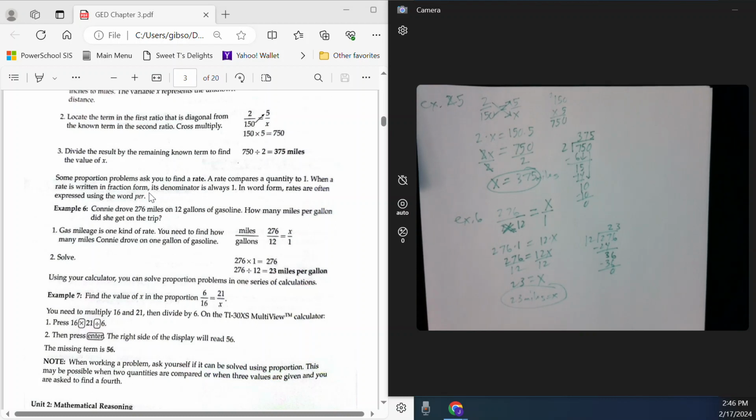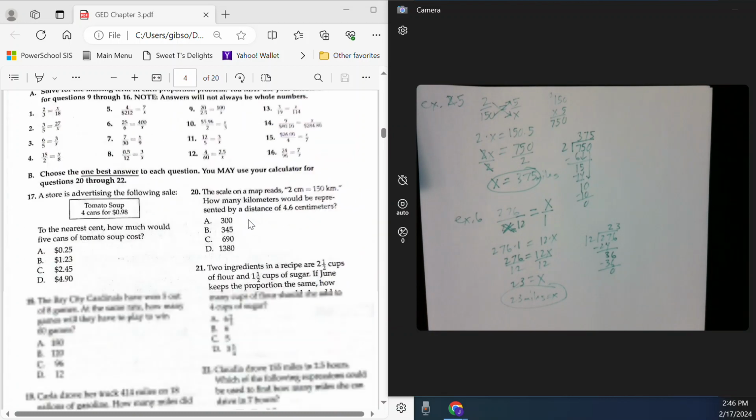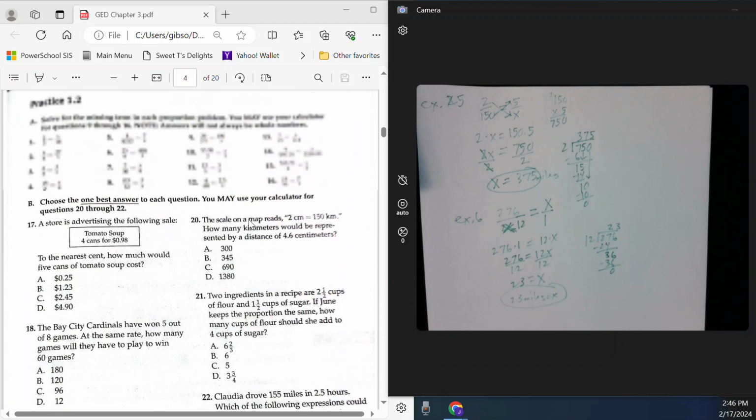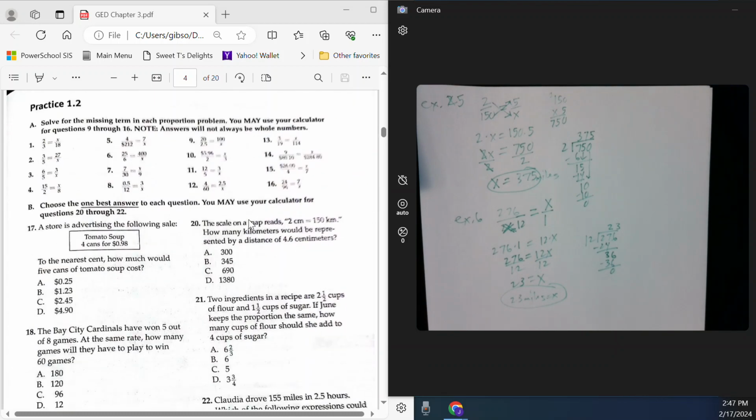Okay, so now we go on to example 7. It says find the value of X in a proportion. Okay, so now they're telling you how to do this on your calculator. And what we would do with your calculator, I'll show you this in the next problem when we get to it. So now we have these 22 problems to complete.